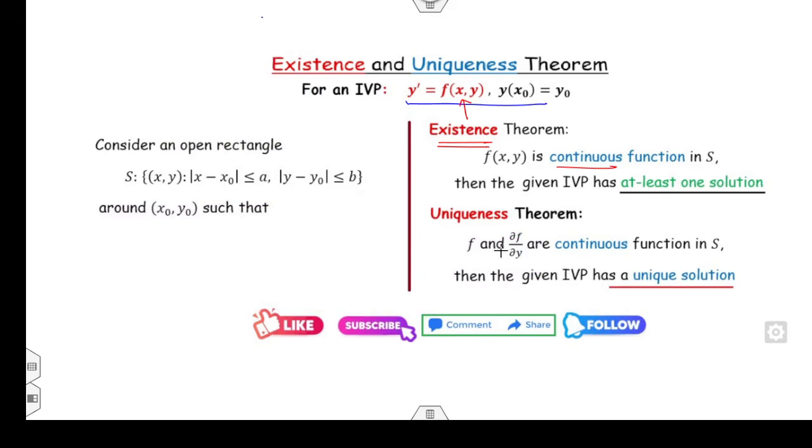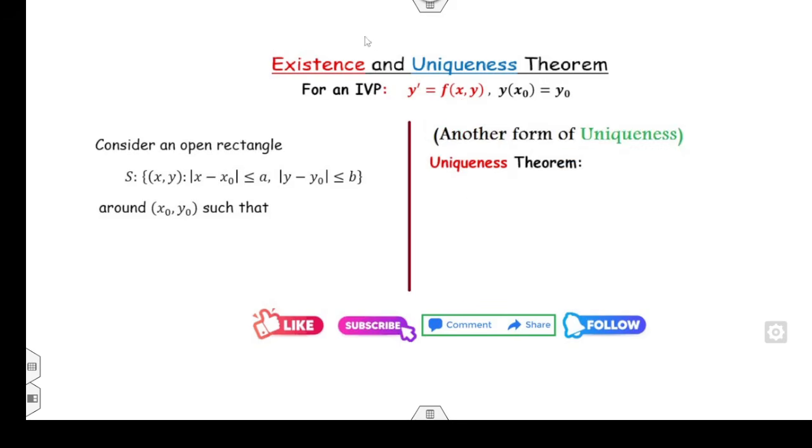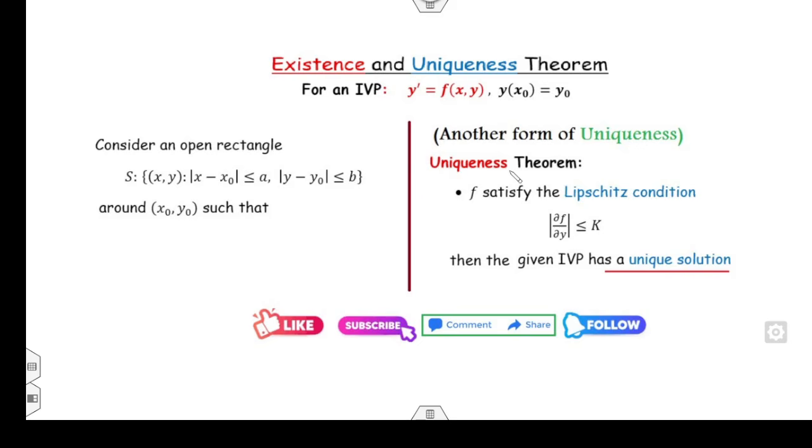Now, what do you have in your mind about del f by del x? As we discussed in our last lecture, that is the Lipschitz condition. So the second form of the uniqueness is whenever your function f is continuous and the partial derivative of f with respect to y is bounded, a finite number. Then again you can say the uniqueness condition is satisfied, or in other words, the function satisfies the Lipschitz condition.